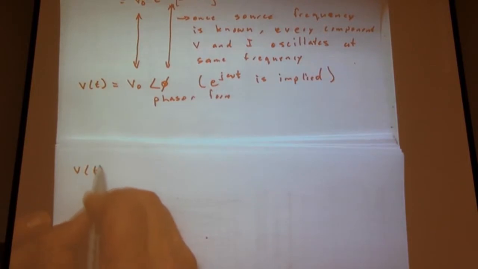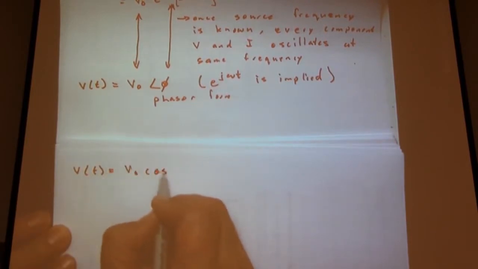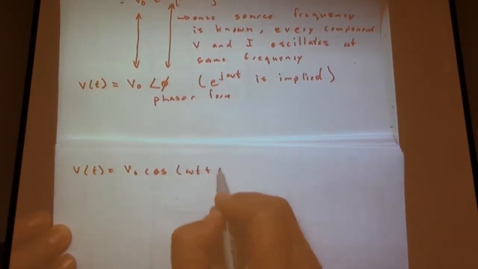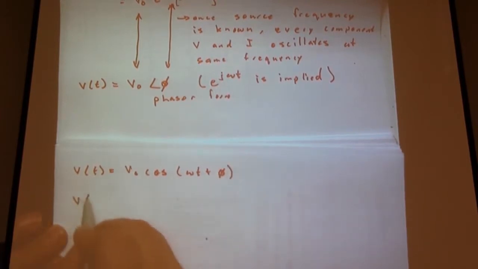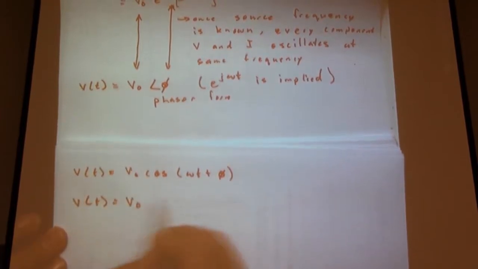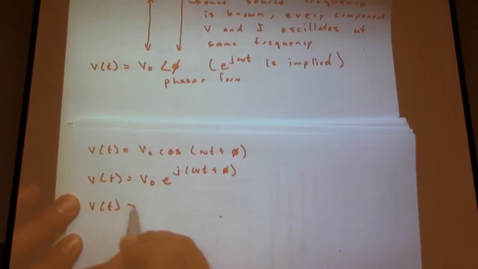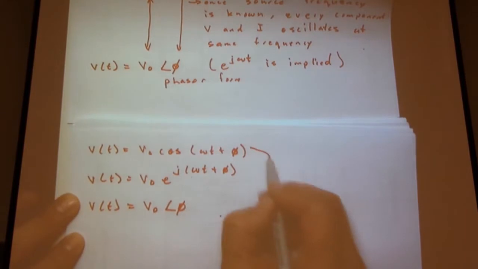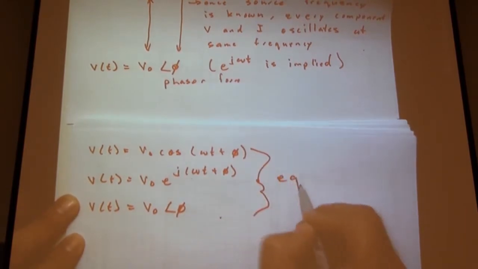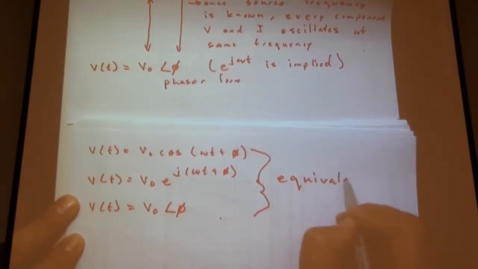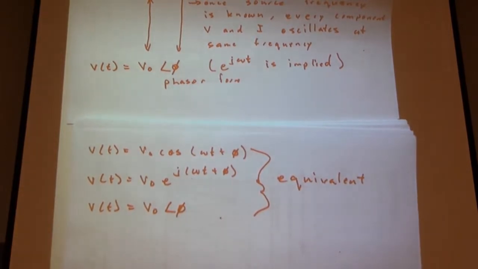Again, just to summarize them: v of t equals V naught cosine omega t plus V, v of t equals V naught e to the j omega t plus V, and V of t equals V naught angle phi. These are all equivalent. Different ways of writing the same thing. And we're going to use this one to do our math.